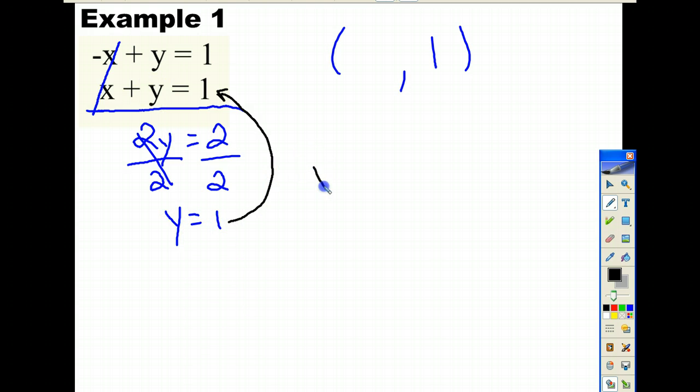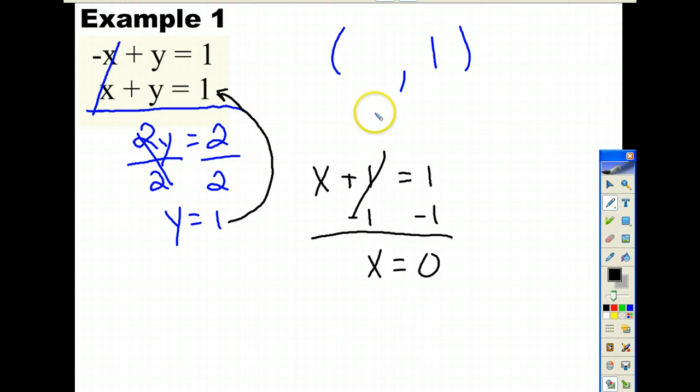So now what I'm looking at is x is my unknown, plus I just solved, and I know that y is 1. So we got x plus 1 equals 1, and now we solve. To solve for x here, subtract 1 from both sides. The 1 and negative 1 cancel each other out. 1 minus 1 is 0. So our x coordinate is going to be 0. So our solution, or our point of intersection, is going to be 0, 1.